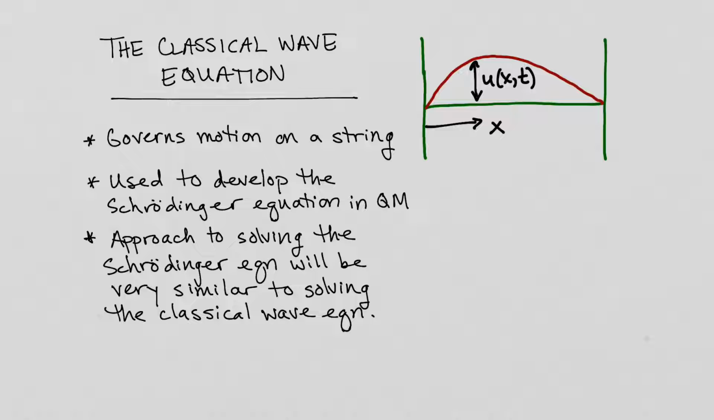So the classical wave equation is the equation that governs the motion on a string, and it's used to develop the Schrödinger equation in quantum mechanics, which is why we care about it. So the approach to solving the Schrödinger equation that we're going to use very shortly will be very similar to solving the classical wave equation. So the work that we do in this video will look very familiar to you when we start tackling our Schrödinger equation.